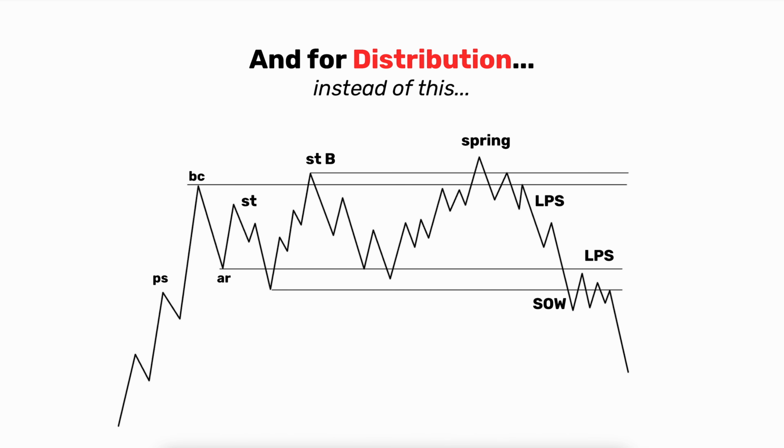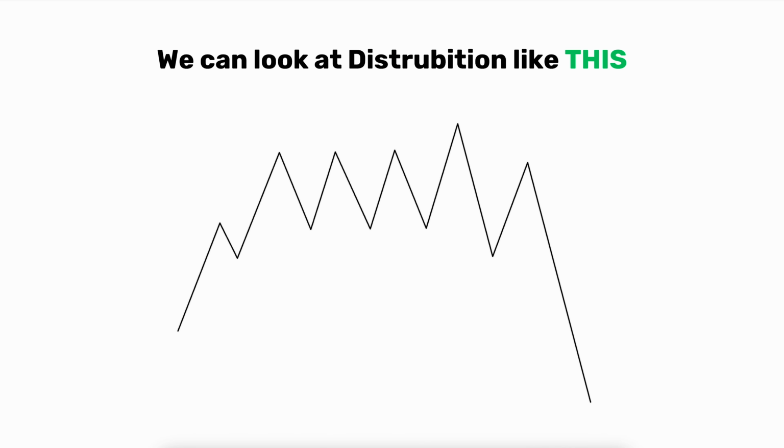Now, this is the same for distribution as well. Instead of this confusing distribution schematic with all of these different elements and individual price moves to track, we can simplify it down to pretty much what we've just looked at, but flipped upside down, right?